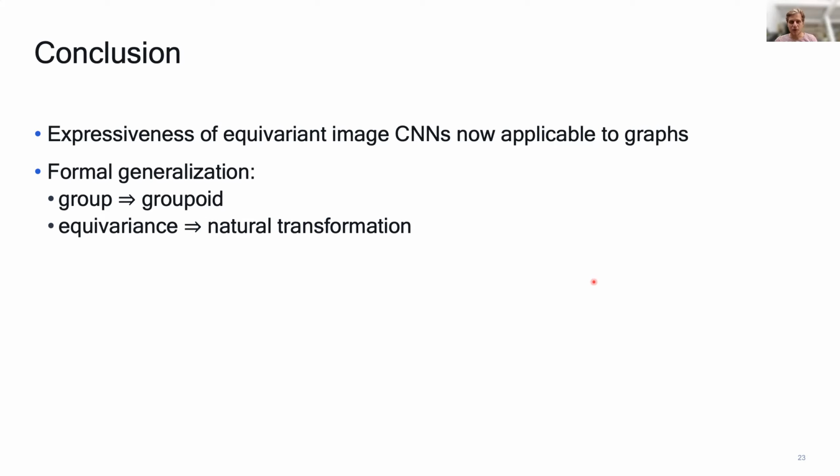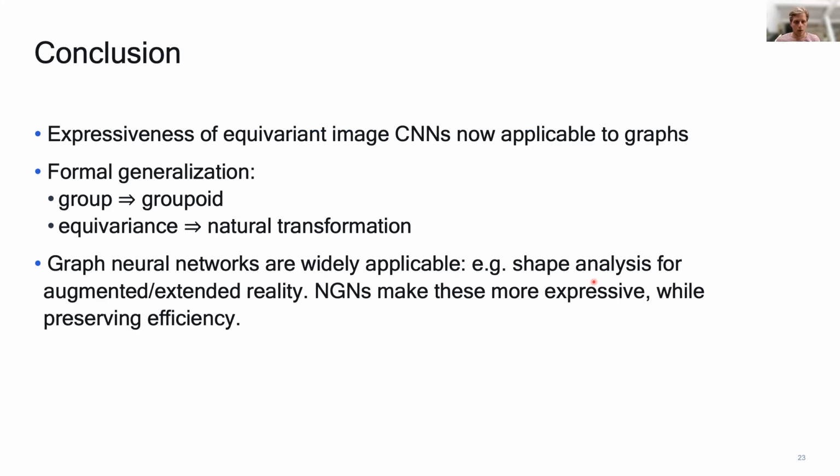And the concept of equivariance in this context would generalize to the concept called natural transformation, which is also the origin of the natural in natural graph networks. So these widely applicable graph networks can now be shown to be more expressive while preserving their efficiency using natural graph networks.